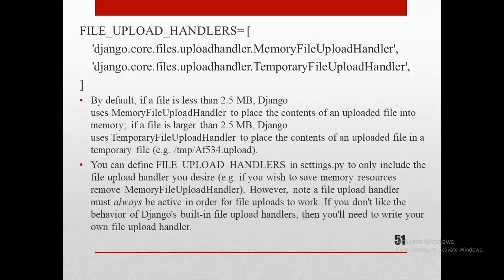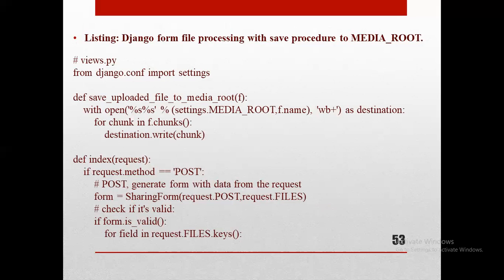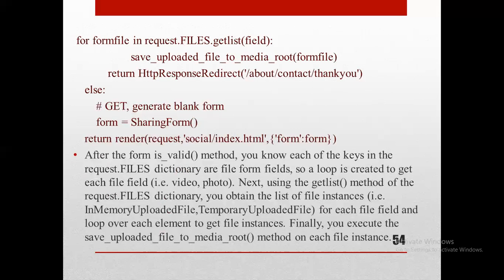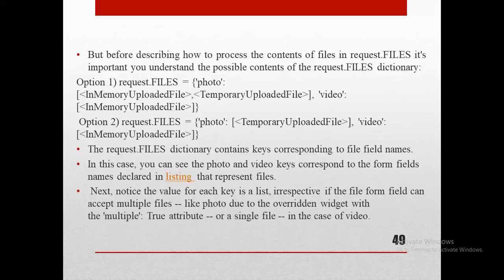There are some file upload handlers for handling files. By default, if the file is less than 2.5 MB in Django, it uses the MemoryFileUploadHandler to place the contents of the uploaded file into memory. You can define file upload handlers in the settings.py file. Next, you process that file and save it to MEDIA_ROOT. So these are some examples of files in forms in Django.